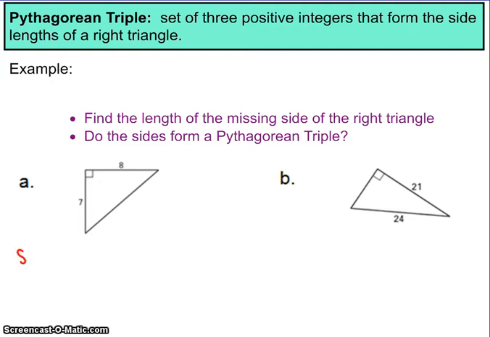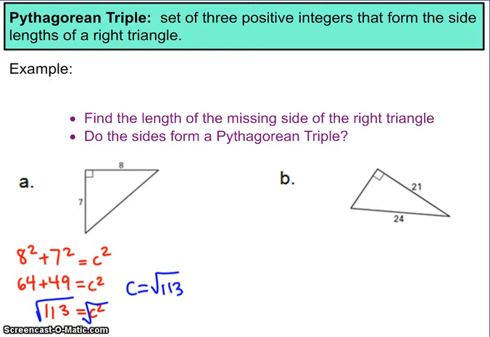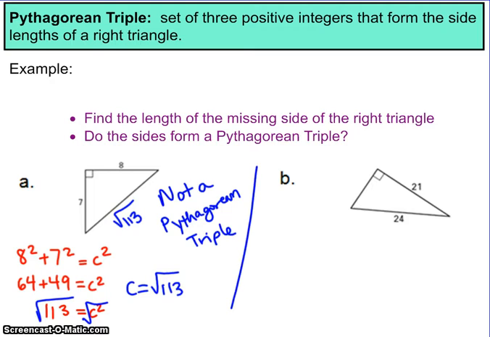I am missing the hypotenuse, so I have 8 squared plus 7 squared equals c squared. I get 64 plus 49 equals c squared, so I get 113 equals c squared. To get rid of the square, use square root, and c equals the square root of 113. So this side right here is the square root of 113. The square root of 113 is not an integer, so this is not a Pythagorean triple. It's not a pretty one. Okay?